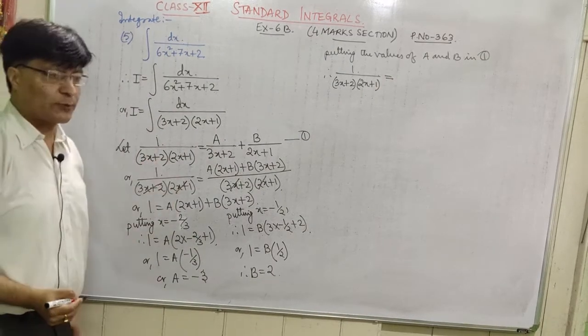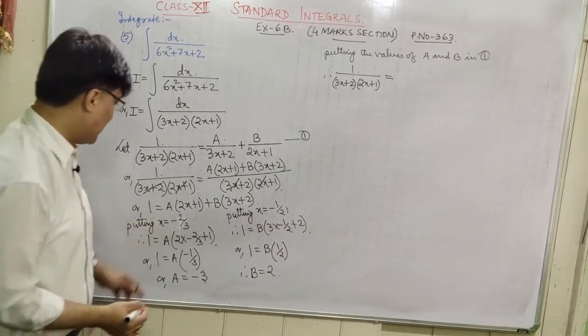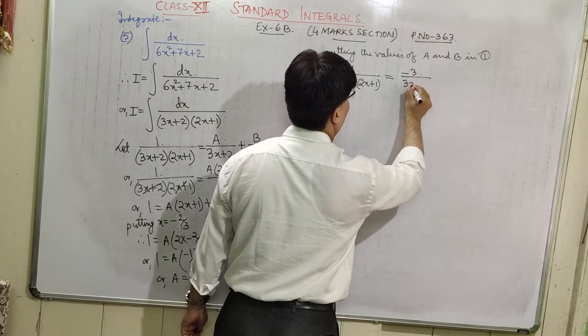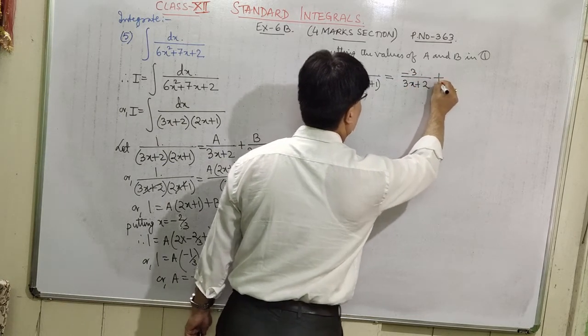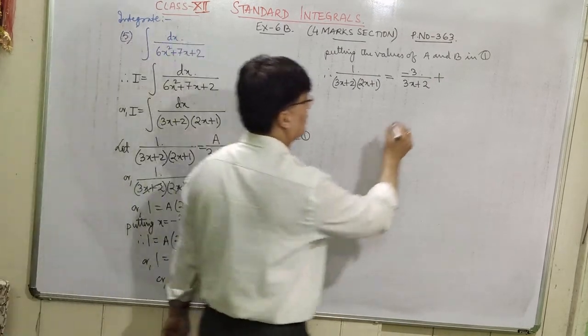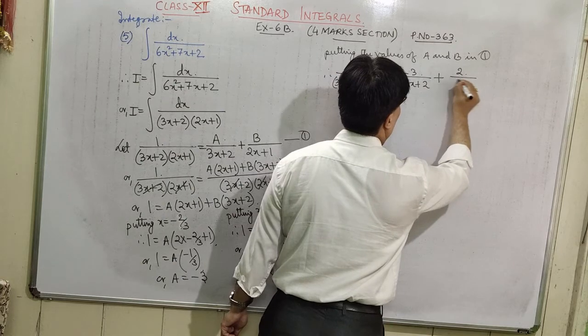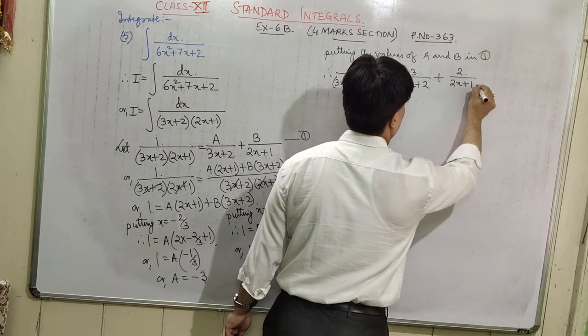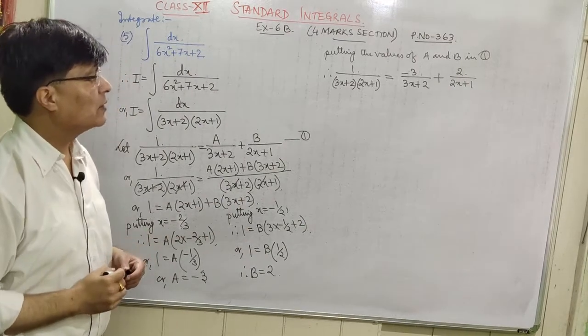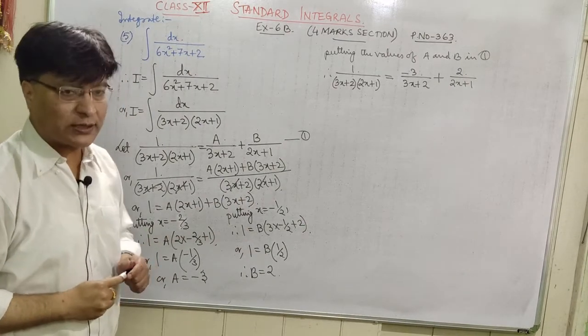1 upon 3x plus 2 into 2x plus 1 is equal to, what is the value for capital A? Minus 3 divided by 3x plus 2, plus sign is there, isn't it? Plus, what is B? 2. 2 divided by 2x plus 1. So it is factorized. So I think you have understood it.